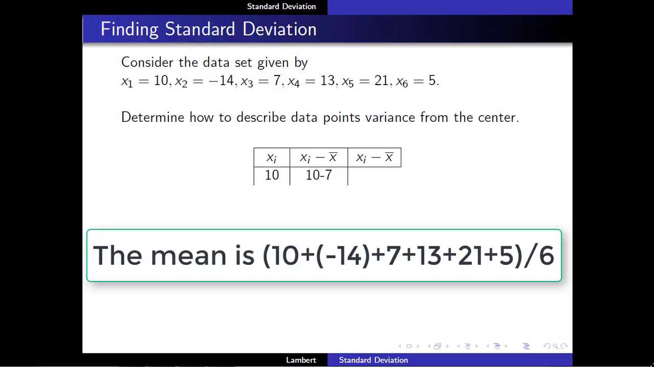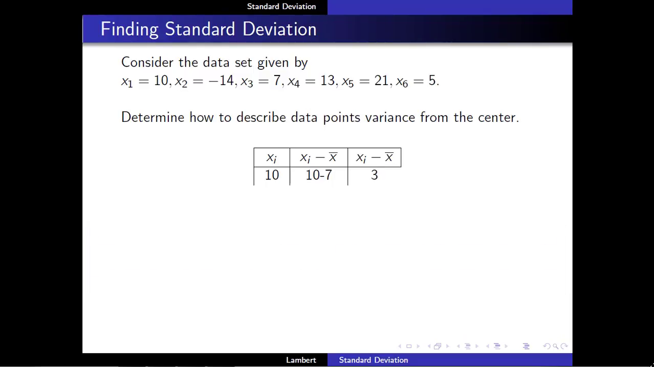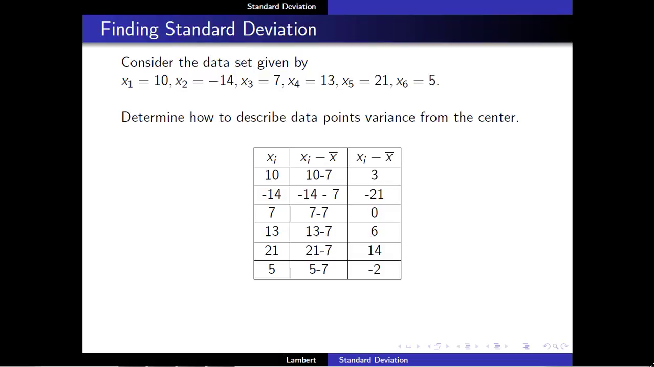So if we subtract that, 10 minus our 7, notice that would leave us with 3. And we can do the same thing for negative 14. If we take negative 14 and subtract off the mean, that's what's indicated by the X bar there, by the way, negative 14 minus 7, that's negative 21. We can continue this process for the rest of the data values. And notice, for example, the 7, when we subtract the mean, that goes back to 0. But you can have numbers all over the board.